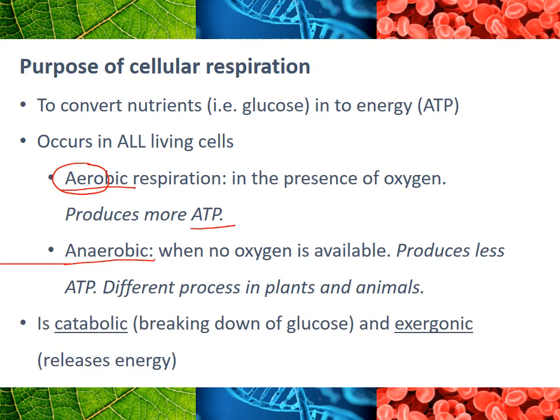So the process is a catabolic process because we're breaking something down. So remembering in photosynthesis, that is anabolic because we build a glucose molecule, whereas this is catabolic. We're breaking down that glucose, and it is exergonic because it releases energy. Whereas again, photosynthesis was endergonic because it requires energy.